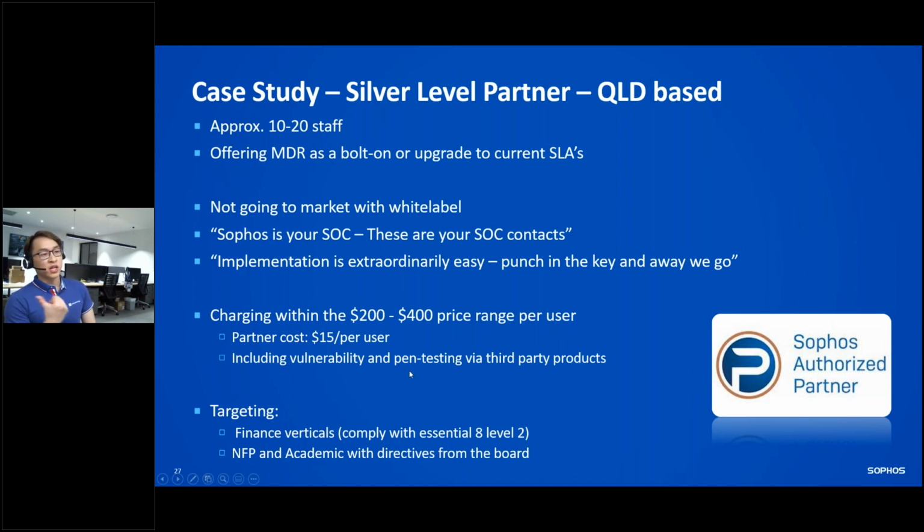And we'll look at some of the strategies that are successful in a little bit, but I just wanted to give you a picture of what it's like if you're completely starting new. They're targeting finance verticals, right? Because those finance verticals have licenses which they have to comply with, Essential 8, Level 2. They're also targeting NFPs and academics because the board wants them to have a certain level of protection. So, good picture there, a good case study of that.